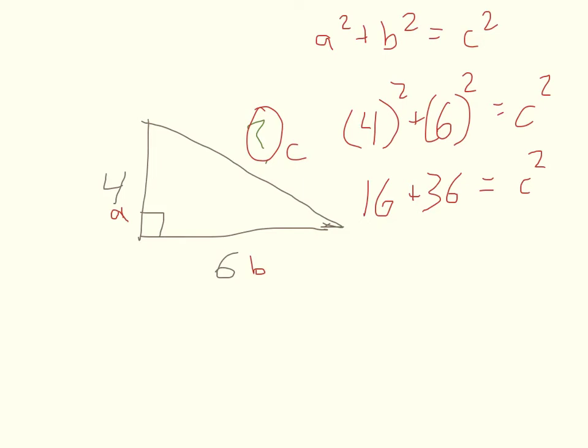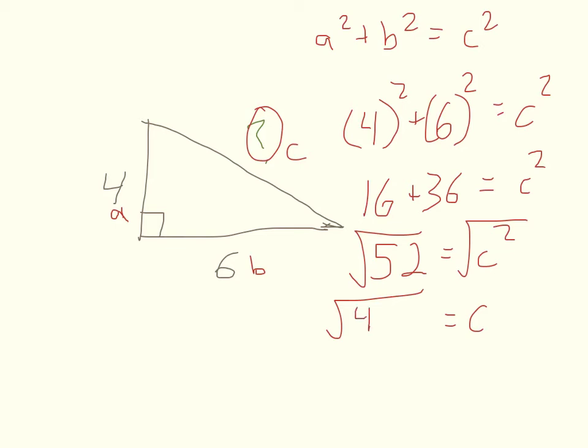And so 16 plus 36, I do believe, is 52, and that equals c squared. Now in order to get c by itself, we need to take the square root of both sides, so the square root of c squared just becomes c, and the square root of 52, well, let's see, I think we can factor that. The only one I can think of is 4 times 13. 4 times 13 is 52.